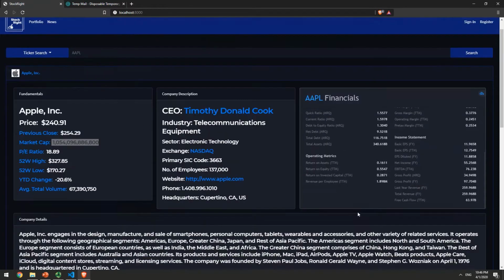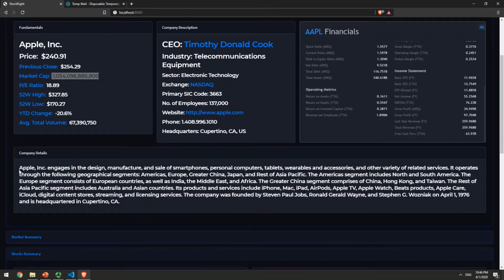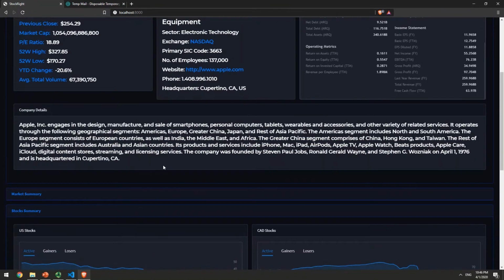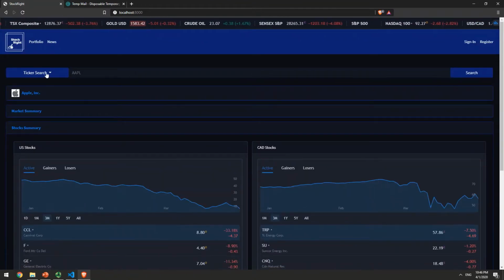All of this information is extremely useful when you're working in the stock market, dealing with buying and selling stocks. Down below here, we have essentially a description of the company. Once again, just a brief description of what the company does, and then this field can be collapsed as well.